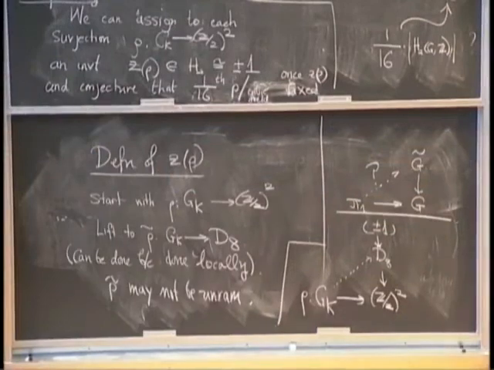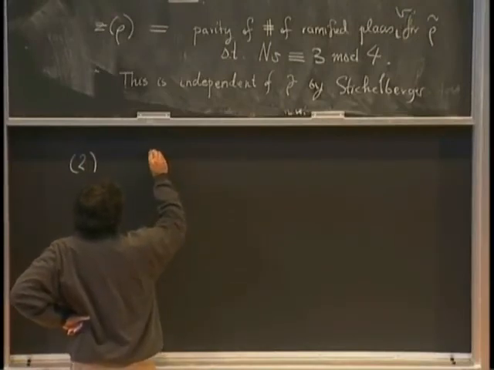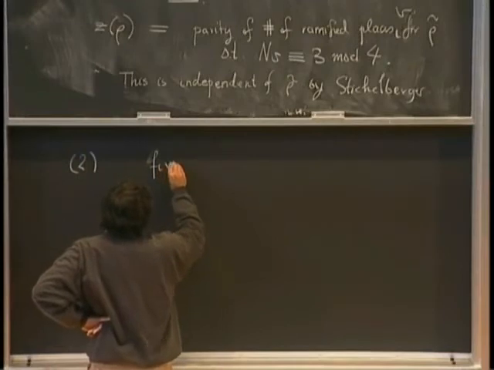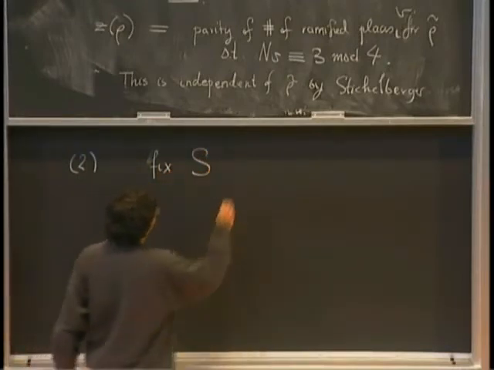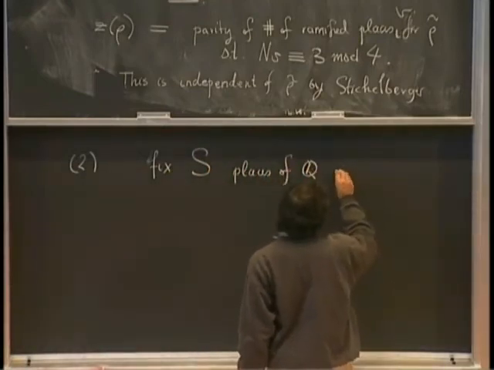Okay, are there any questions? I'd like to go on. So let's talk first about the PGL2 F_p case. So let's go back to question 2. We'll talk first about PGL2 F_p. Fix some set S of places of Q, containing infinity.